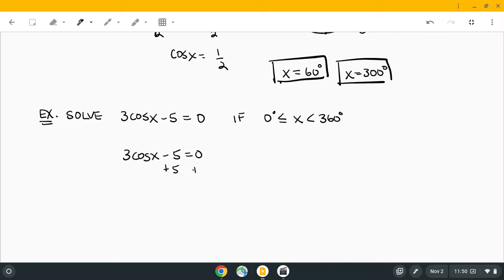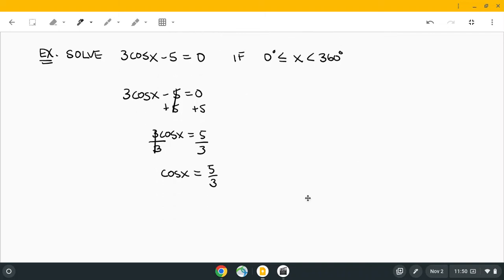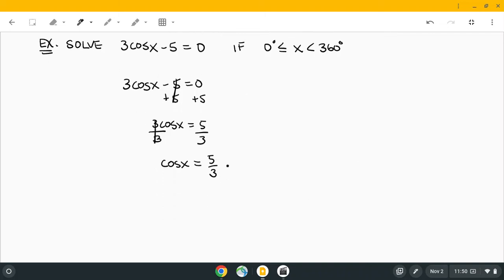So I'm going to add 5 on both sides. They cancel out. 3 cosine x equals 5. Divide both sides by 3. And we get cosine x on the left, 5 over 3 on the right. Okay, so this isn't something we have memorized, and we'll get into that in the next video where we use a calculator. However, I don't need a calculator here because I noticed that this number is greater than 1.